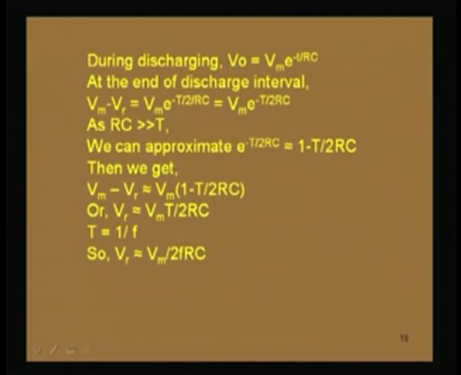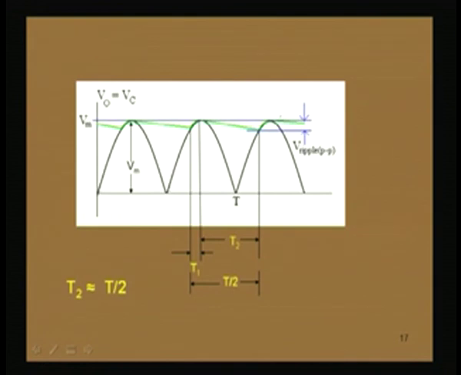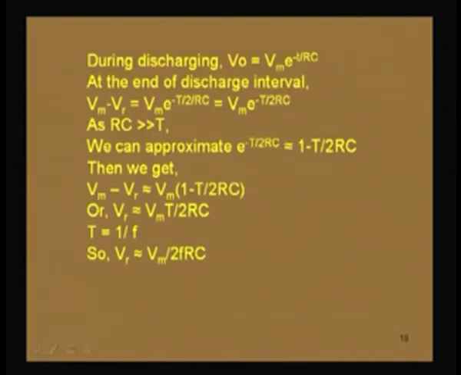So, we can write here that at the end of the discharge interval, Vm minus Vr, which is the output voltage, because if we see here, the voltage which we will finally be getting after discharging is this voltage. What is this voltage? Vm minus V ripple. So, Vm minus V ripple is equal to the voltage after this discharging period, that is equal to Vm into e to the power minus T by 2 divided by RC.